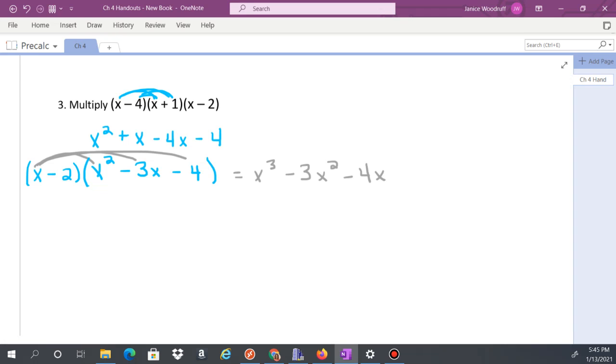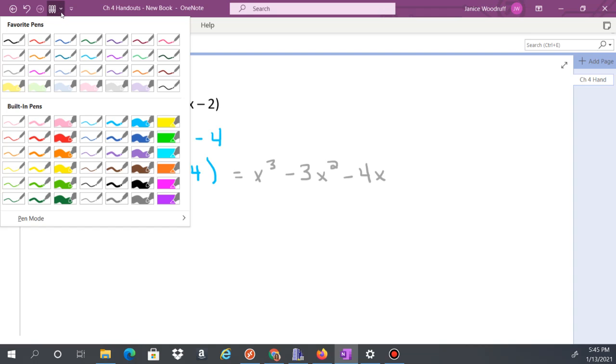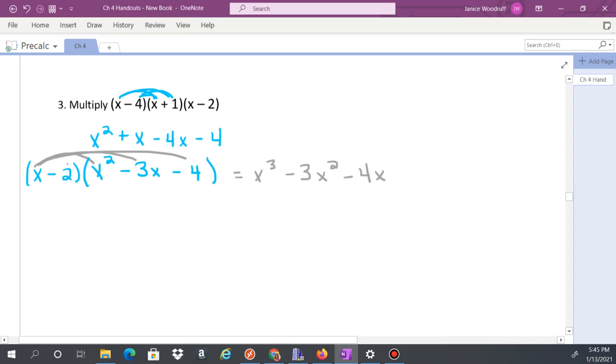Then I'm going to multiply each term by negative 2. So negative 2 times x squared is going to give me a negative 2x squared. I'm going to line them up where they're like terms, just so it's easier for me to combine at the end. So negative 2 times negative 3x gives me a positive 6x, and then negative 2 times negative 4 gives me a positive 8. Then I'm going to combine my like terms. I've got them lined up nicely.